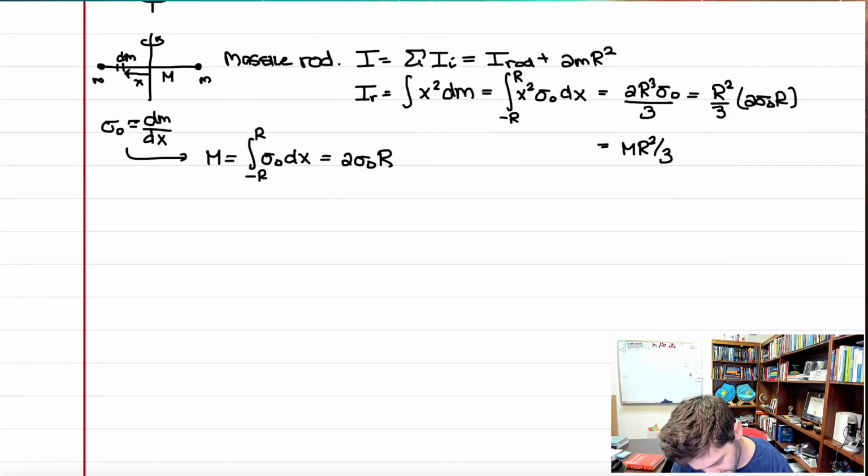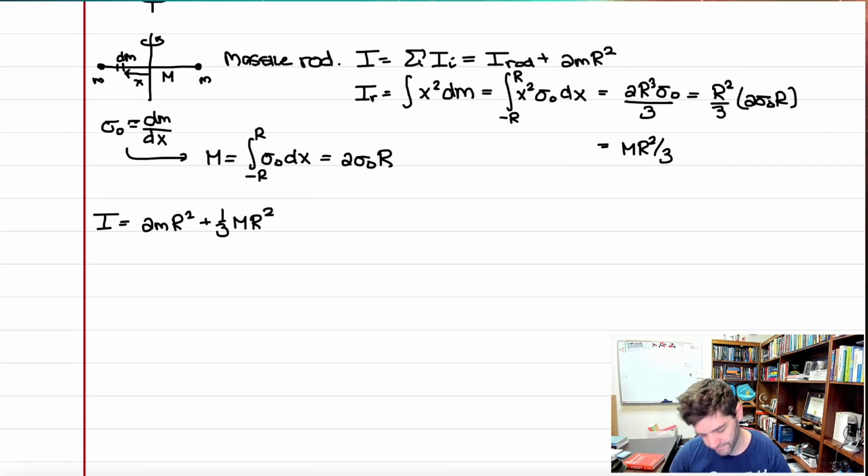And overall, at the end of the day, I total is going to be 2 little m r squared plus 1/3 the mass of the rod times r squared. Again, the units, of course, have to make sense. Else, what are we doing?